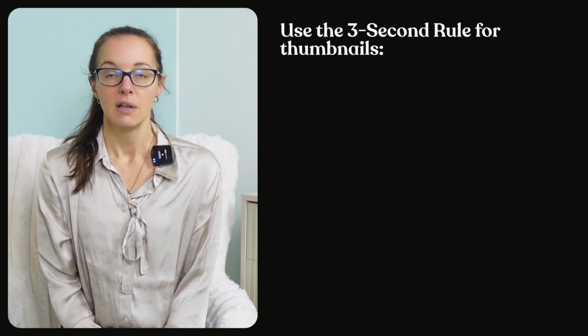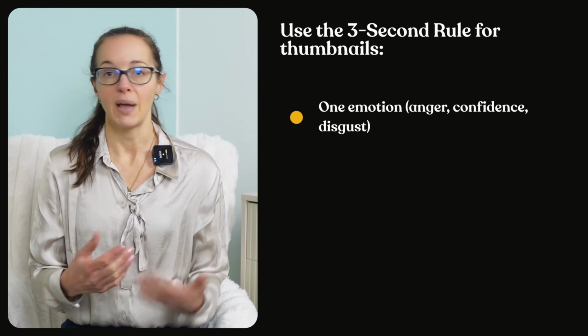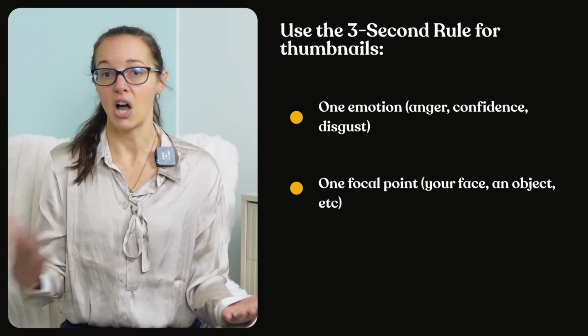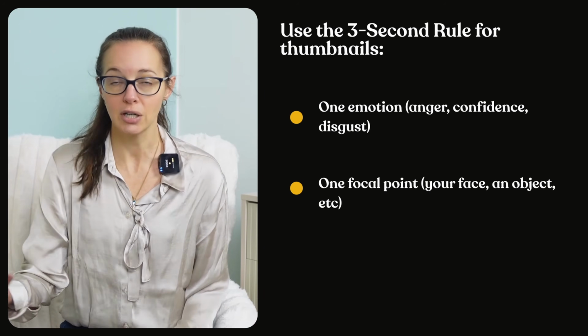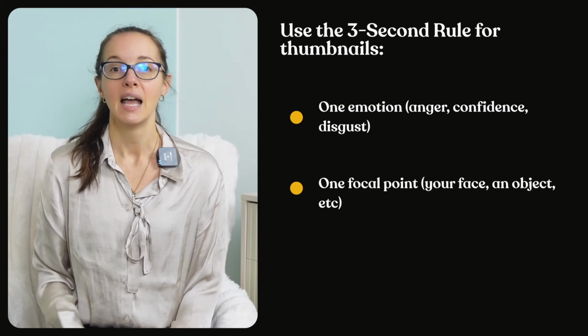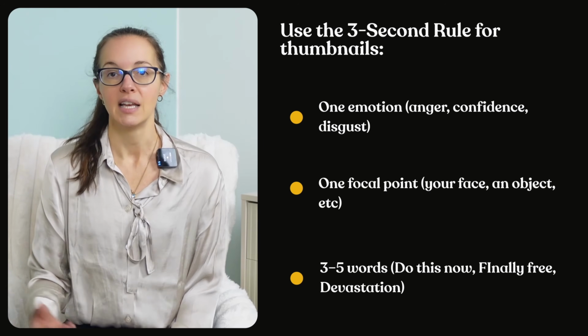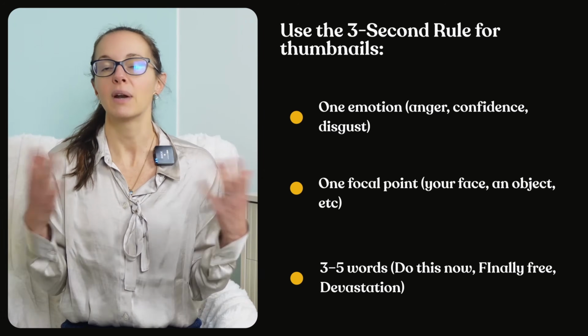And you can do that by using the 3-second rule for thumbnails. The first thing is 1 emotion, so anger, confidence, disgust. 1 focal point, your face, an object, a dog, a burger, whatever it is you're talking about in your videos. And then 3 to 5 words describing that. So do this now, finally free, devastation removed, whatever it is. And then add contrast and bold color blocking in your thumbnails. So keep your style cohesive so your channel looks like a set, not a collage of different things.